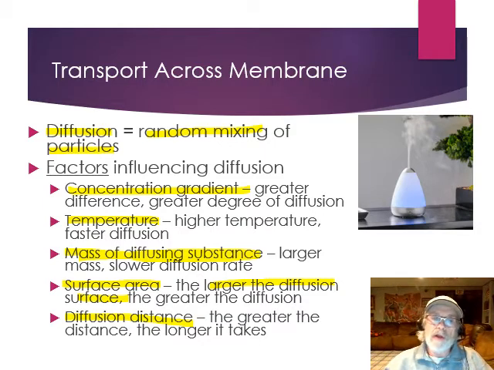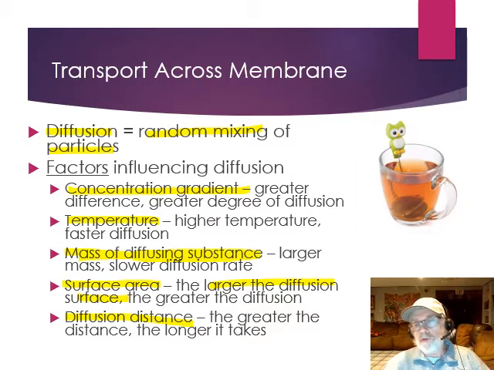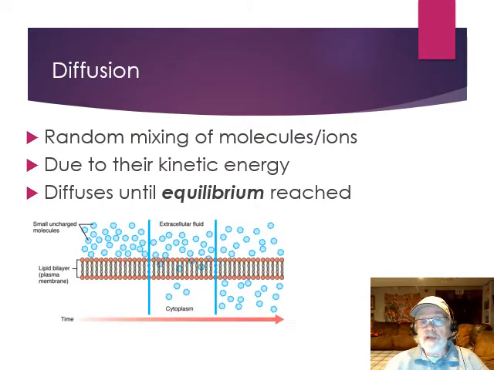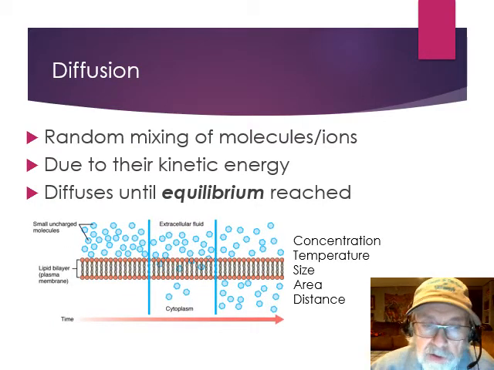Makes sense. Okay, so concentration gradient, temperature, the size of the diffusing substance, mass, the surface area over which they can diffuse, and the diffusion distance all make a difference in regards to how things diffuse. Here's a diffuser. Obviously some tea. Heat up that tea, heat up hotter water, guess what? Boom, it's going to go faster.